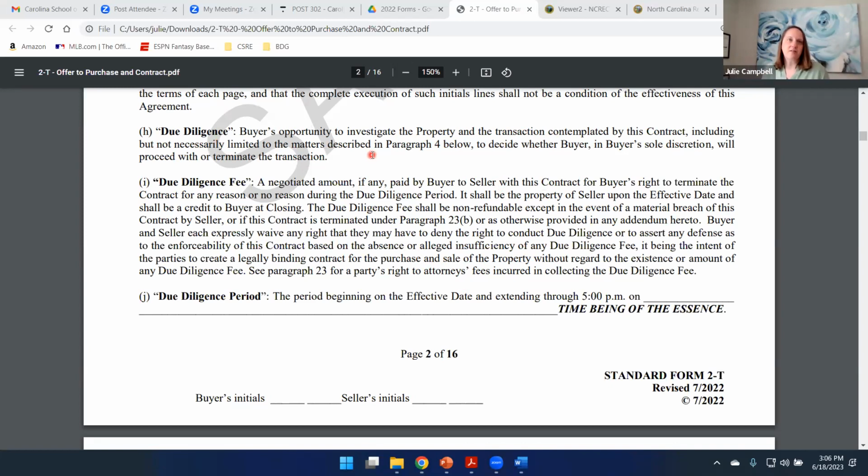Due diligence is the answer to North Carolina being a caveat emptor state. It doesn't seem fair that the seller doesn't have to disclose anything, does it? And so the buyer then is given this opportunity to investigate the property. The buyer is given this period of time to learn as much about the property as they possibly can, to decide, now knowing what I know, do we want to proceed with or terminate this transaction?